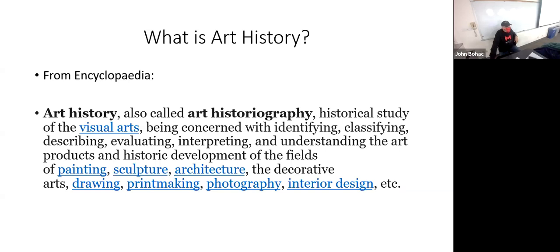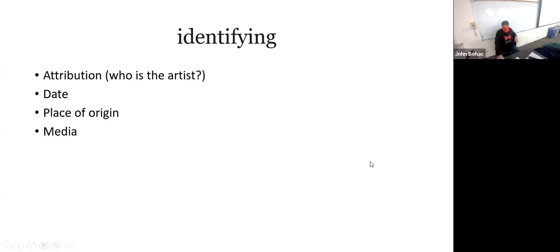Well, that's simple. So I kind of broke it down. Identifying, that's kind of an easy one. That is an easy one because you would say attribution. Who is the artist? Who made this thing? And the date it was made, the place of origin.